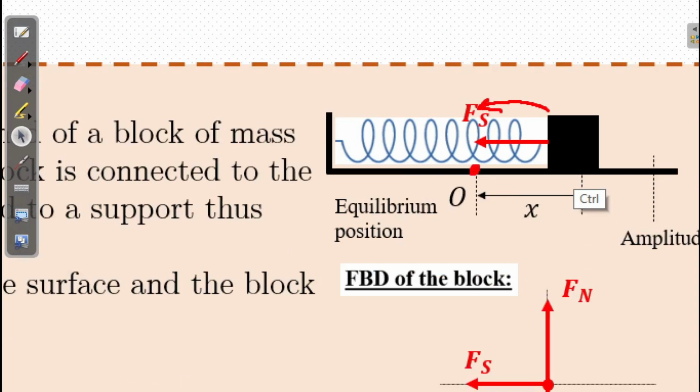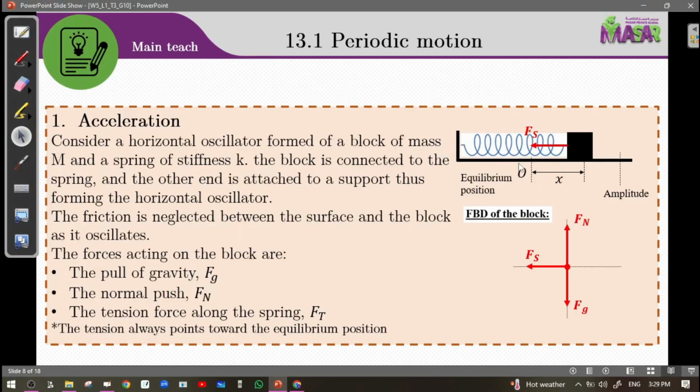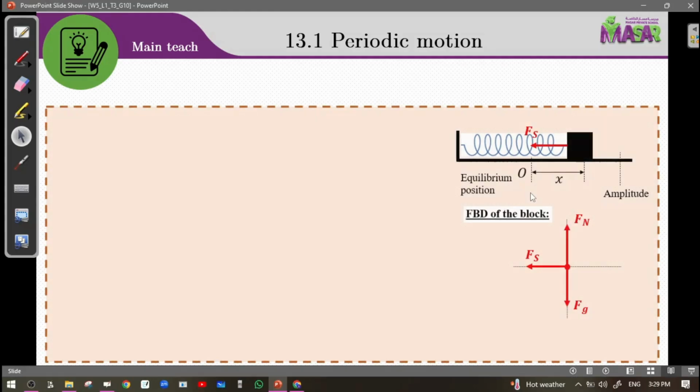In other words, during the oscillation, if the object moves in this direction, so now the spring is compressed, the tension force won't be to the left anymore. Instead of that, we should draw it toward the equilibrium position. In this case, the Fs should always be directed to the equilibrium position.